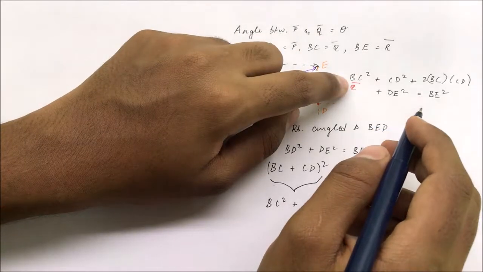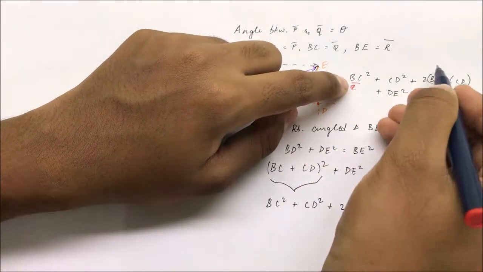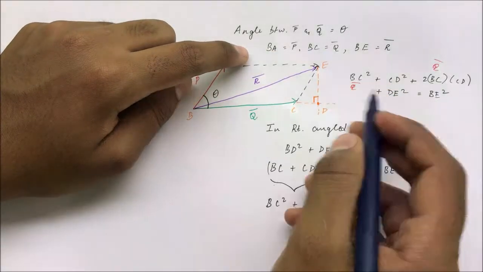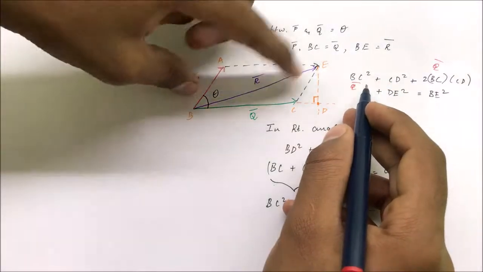So we can first replace that. Okay, there's another BC over here. This one is also Q bar. So how can we write this in another way over here? BC square is nothing but Q square.